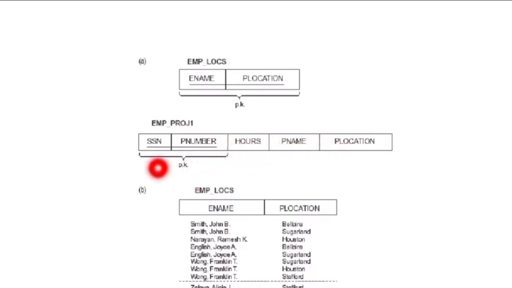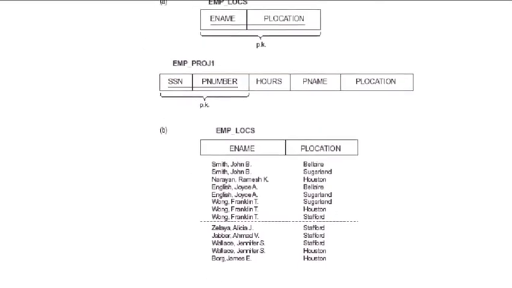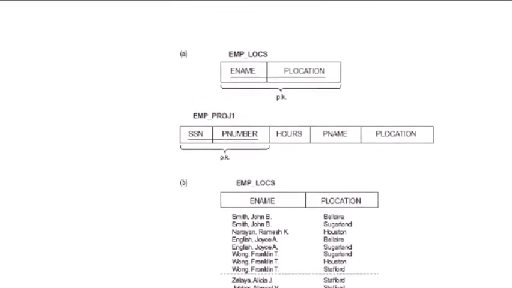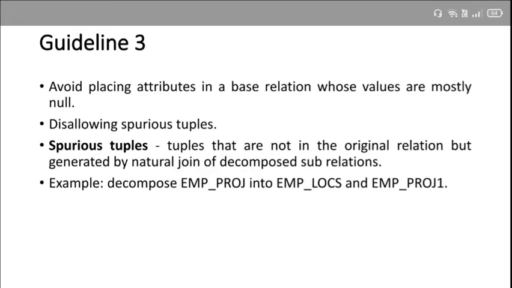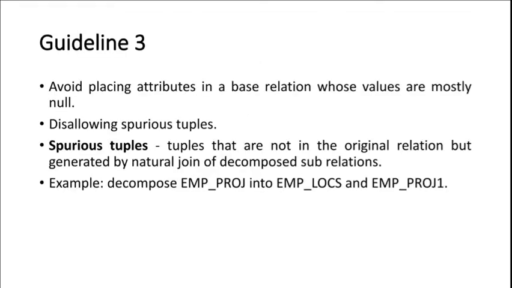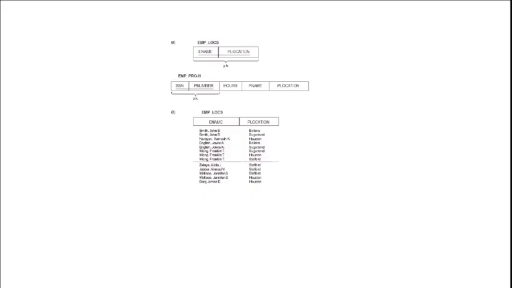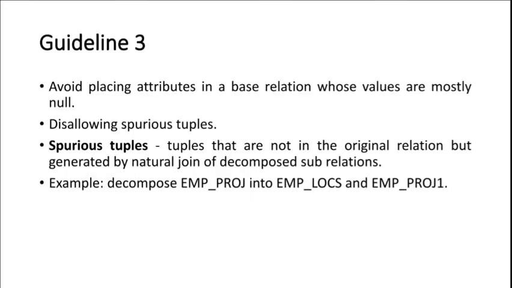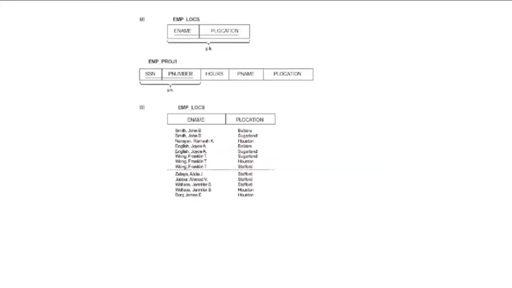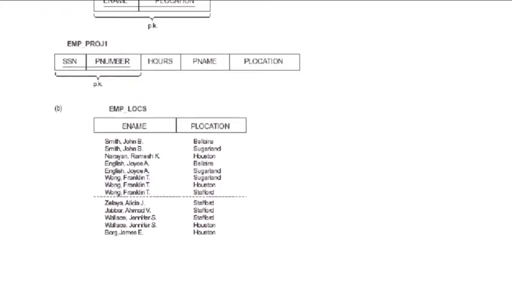But the primary key again here, it's a composite primary key because it's a combination of SSN and P number, right? It is a combination of SSN and P number. So you can see here I am decomposing employee project into employee location and employee project 1. You can see I am performing a join here.